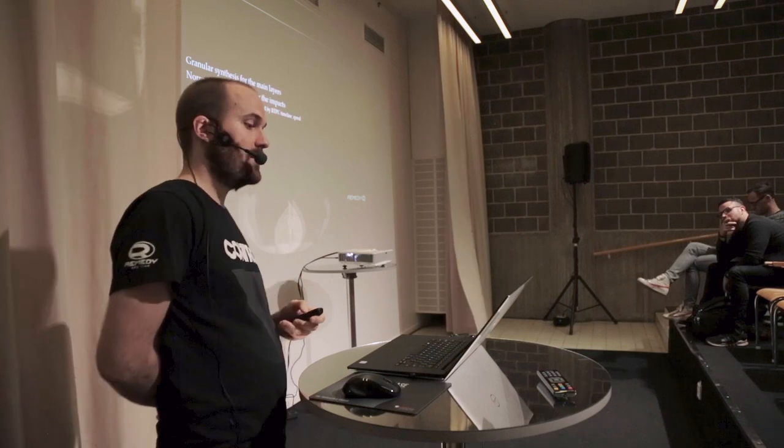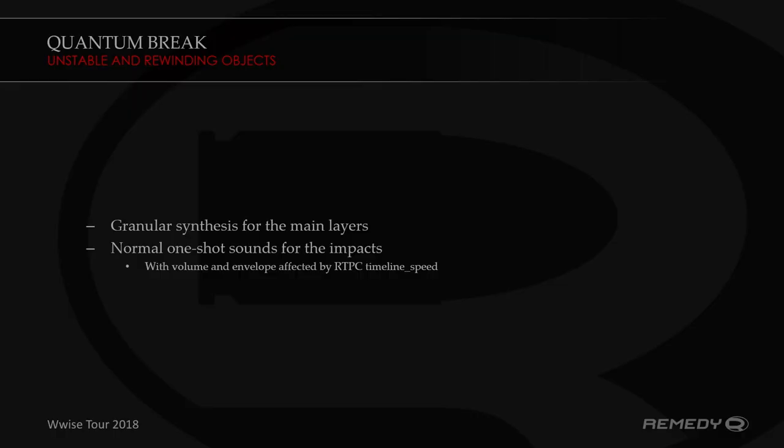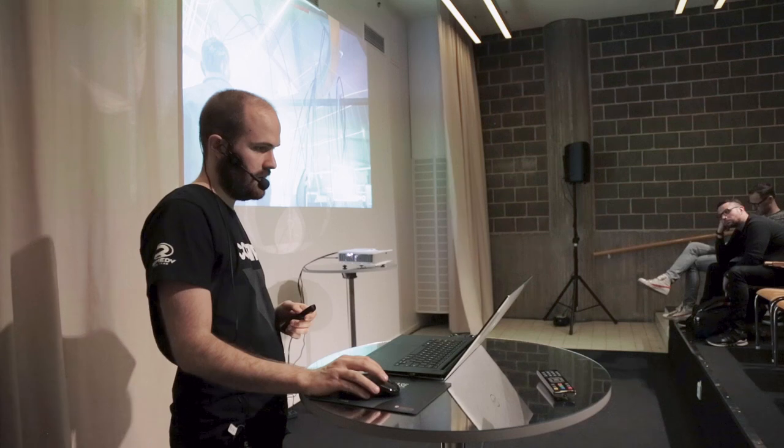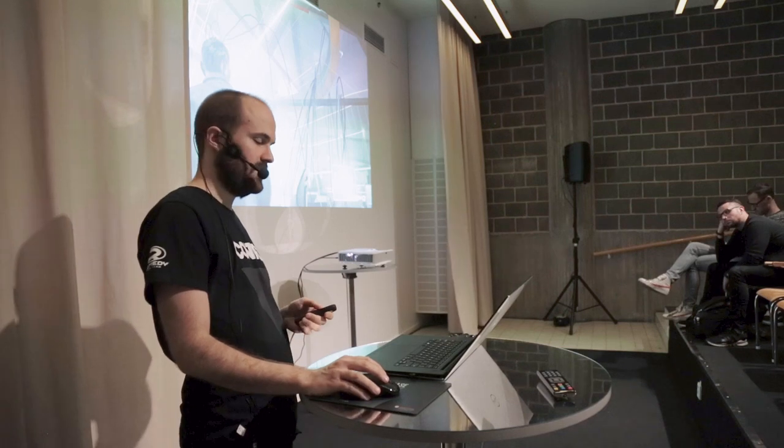The main layers of these unstable and rewinding objects are made with granular synthesis, and normal one-shot sounds are used for the impacts, the voice volume and the voice volume envelope of which are controlled by the timeline speed RTPC. So let's see and listen to a few examples of unstable objects.